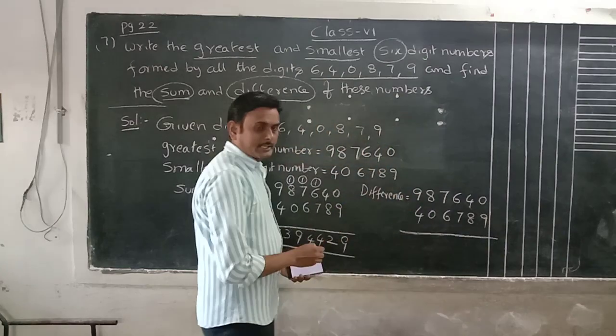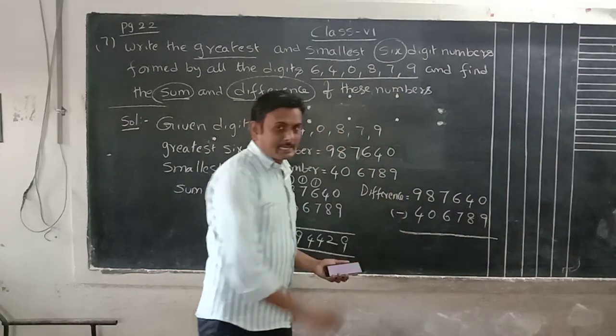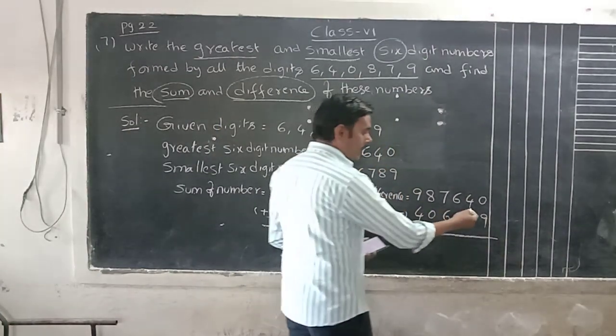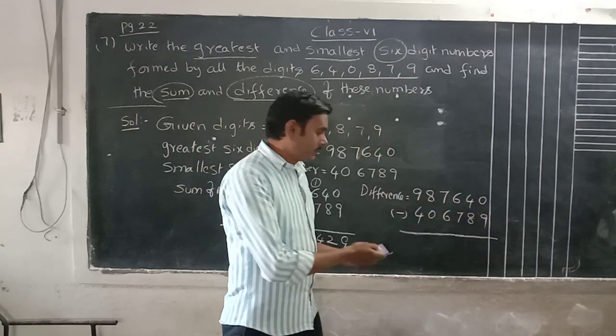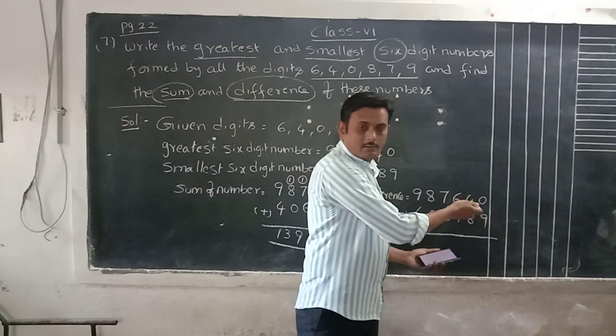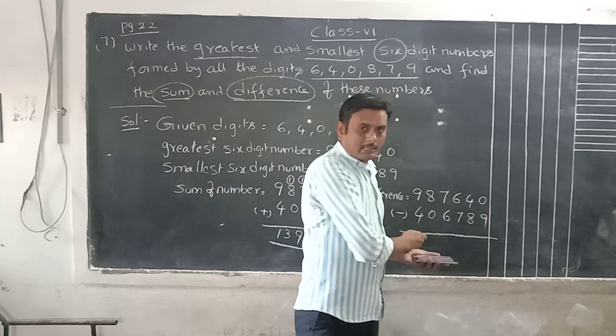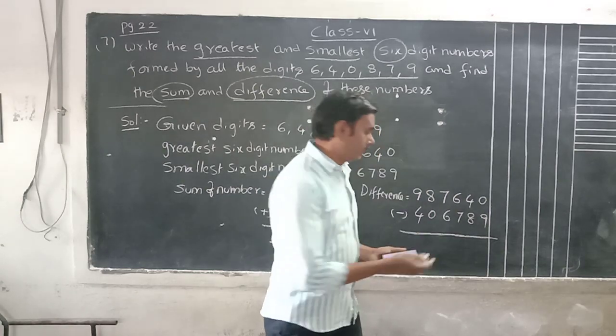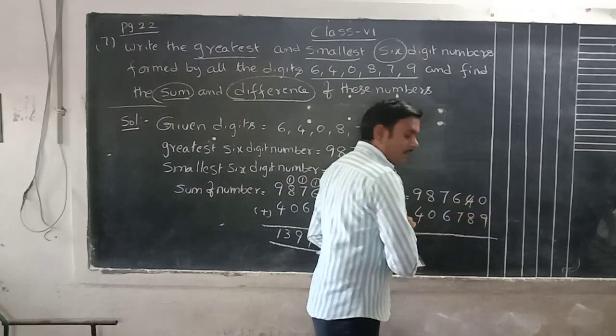Now we have to subtract. What do we want to do here? Subtract here. Whenever the first number is smaller than the second number, we will take a borrow. Already we know. Now take a borrow from this.